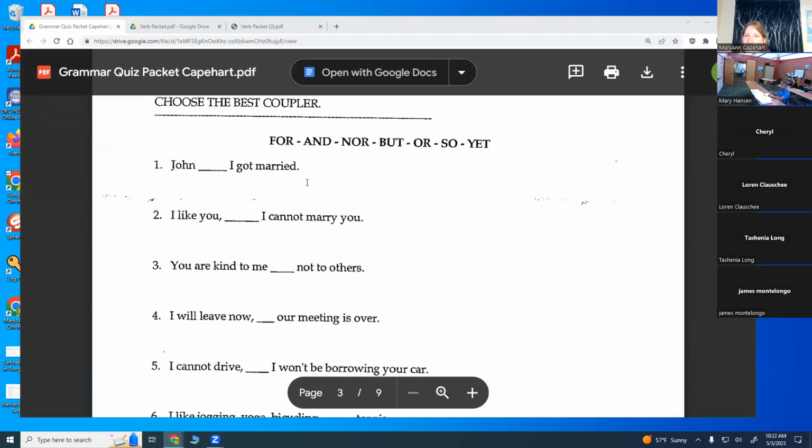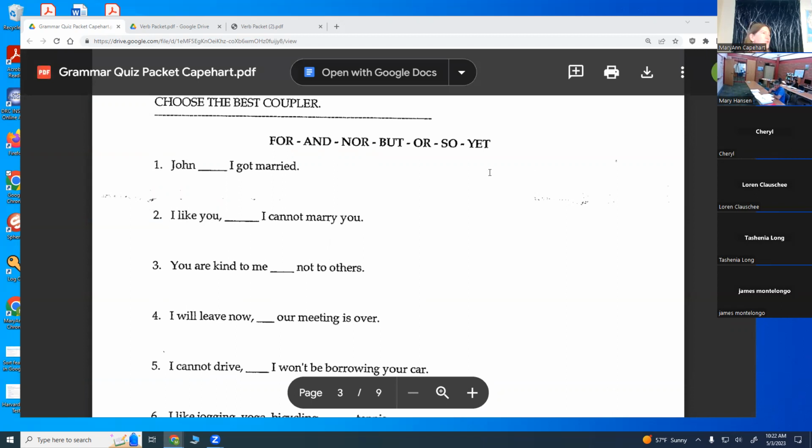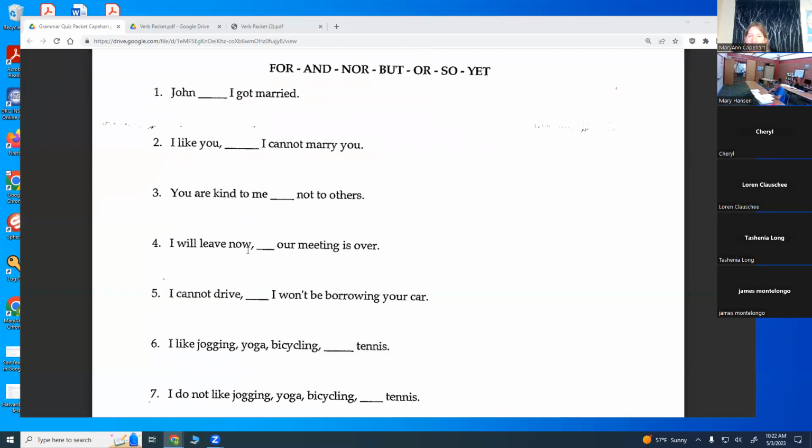I'm just going to go through it. These connectors join different kinds of things in a sentence. They often join two sentences together, or two subjects or two verbs. John and I got married. I like you. Anyone wants to chime in, please do so. I like you, but I cannot marry you. See the comma, because we're joining two complete sentences. It's got to have a comma. Good. You are kind to me, but not to others.